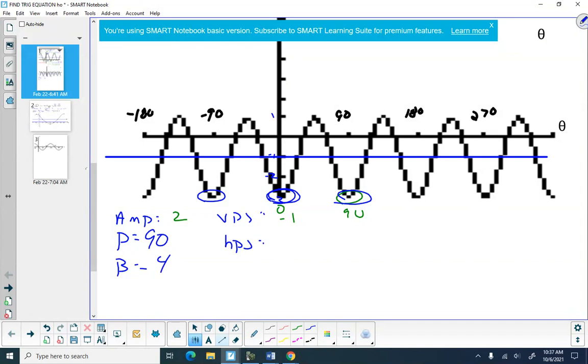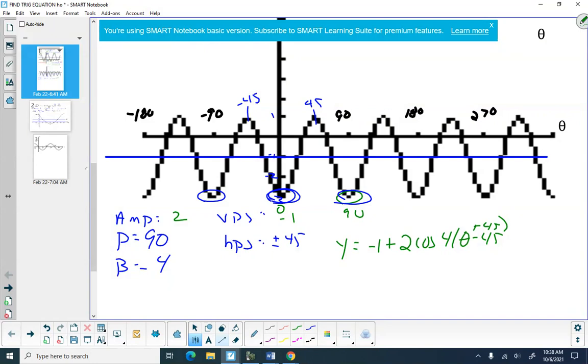Okay, horizontal phase shift. You choose what you want. If you play your games of halves, we have 45 here, we have -45 here. That is fine. If you use one of those, then y is equal to the vertical phase shift, -1, plus the amplitude of 2, cosine 4 theta minus 45, or even plus 45 there.